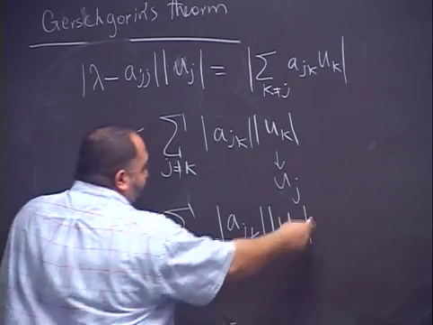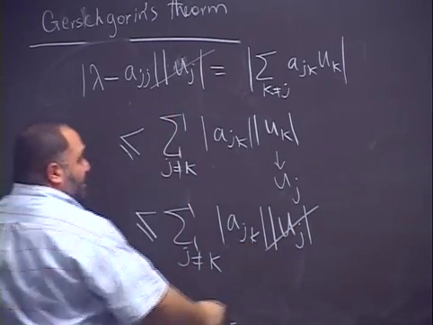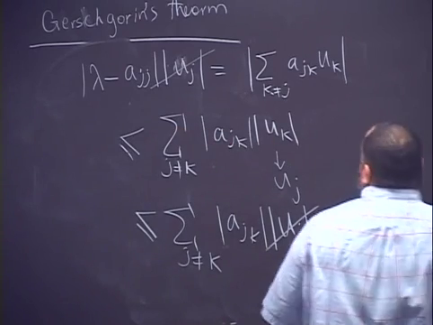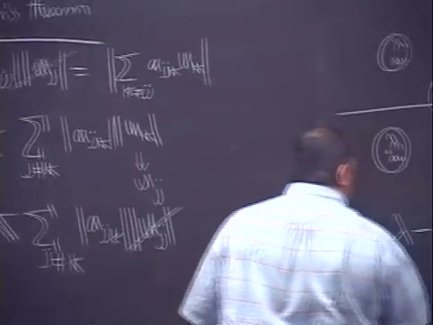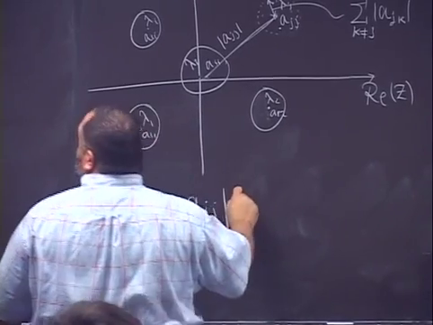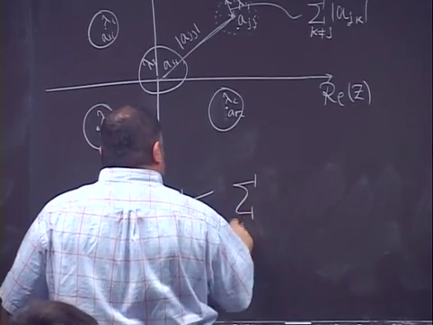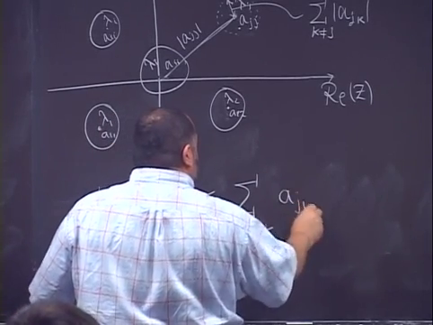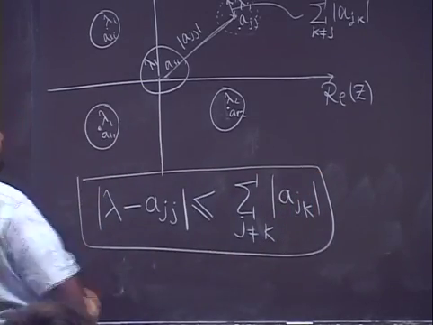So uj will cancel from here with uj from here, and we will end up with lambda minus ajj. The amplitude value of this is less than or equal to the summation when j not equal to k of ajk. So what's this? This is just the proof.